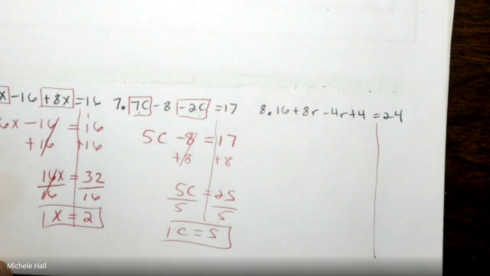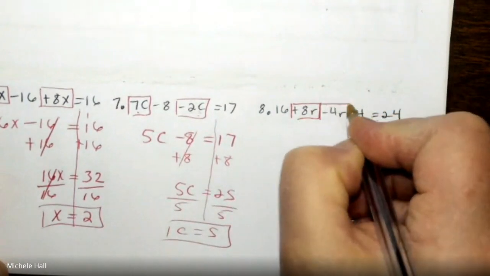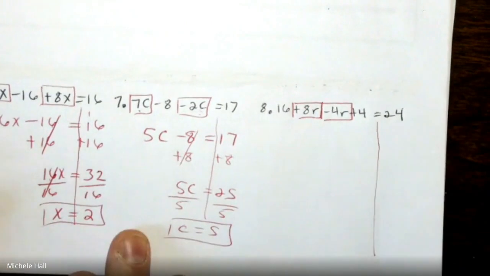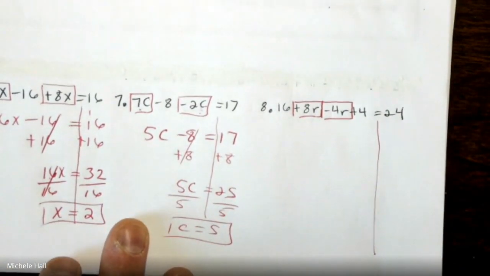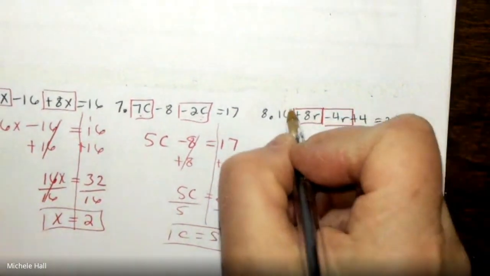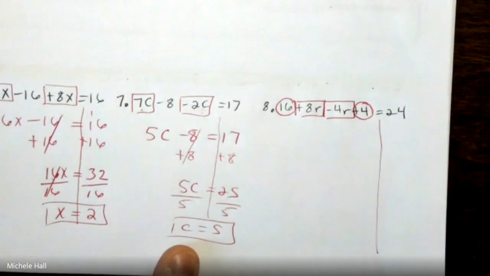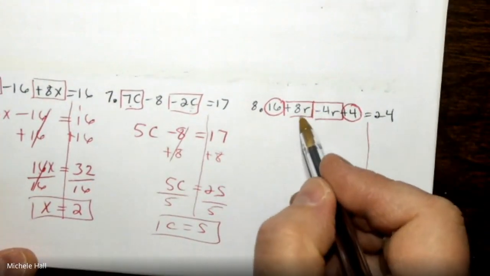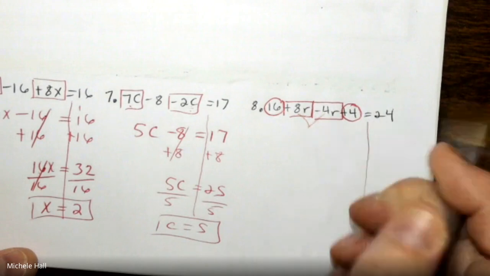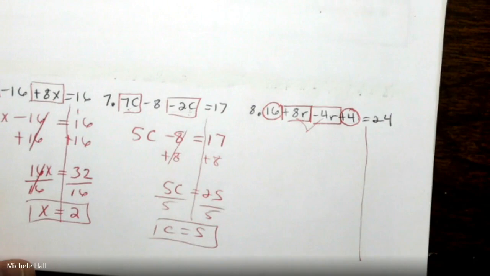If I say 8r and negative 4r, whether I have circles or squares is fine, as long as they're the same shape. I can combine r's with r's, and I can combine numbers with numbers. I have 2 sets of like terms. All right, let's start with 8r and negative 4r. How much is 8r minus 4r? 4r.